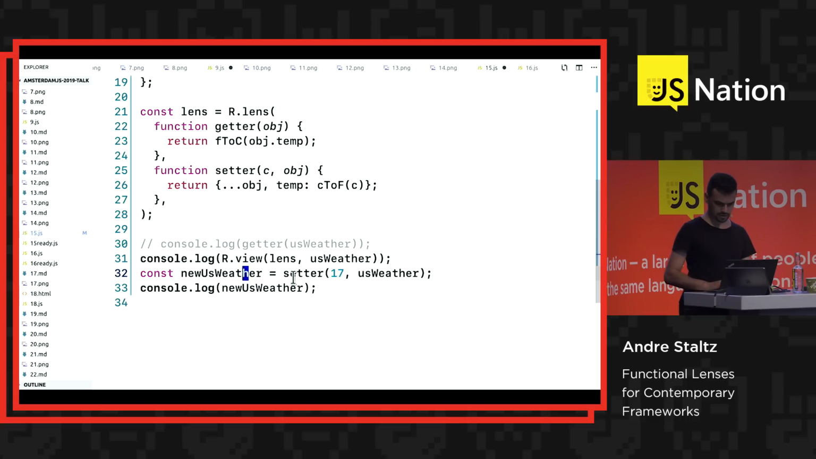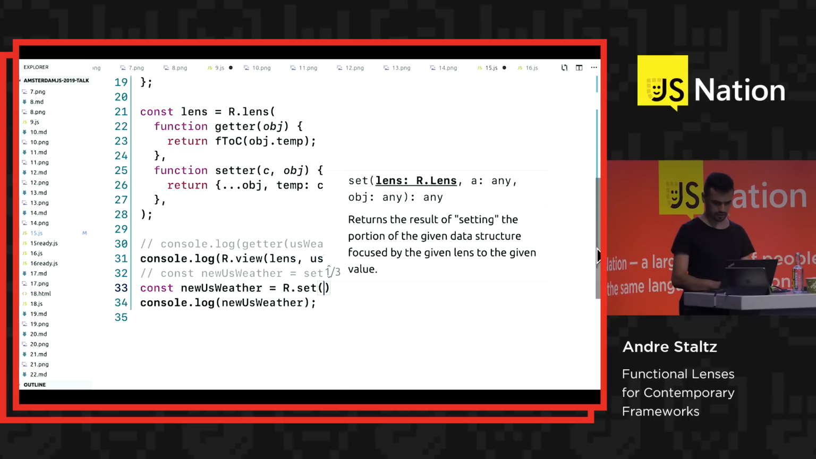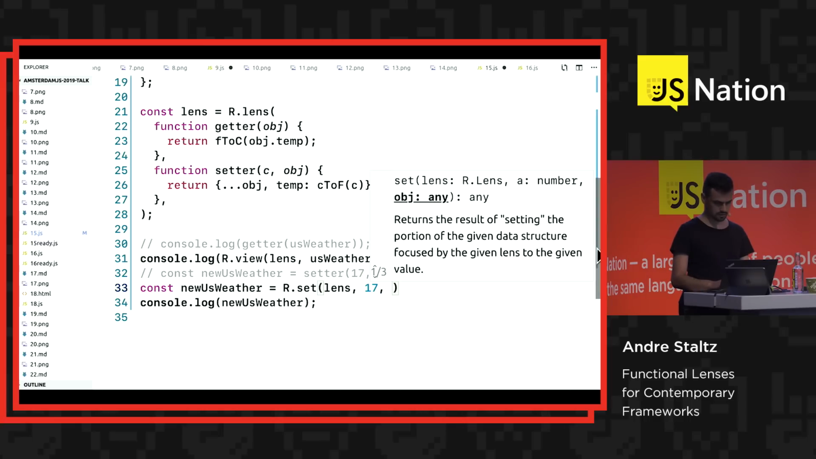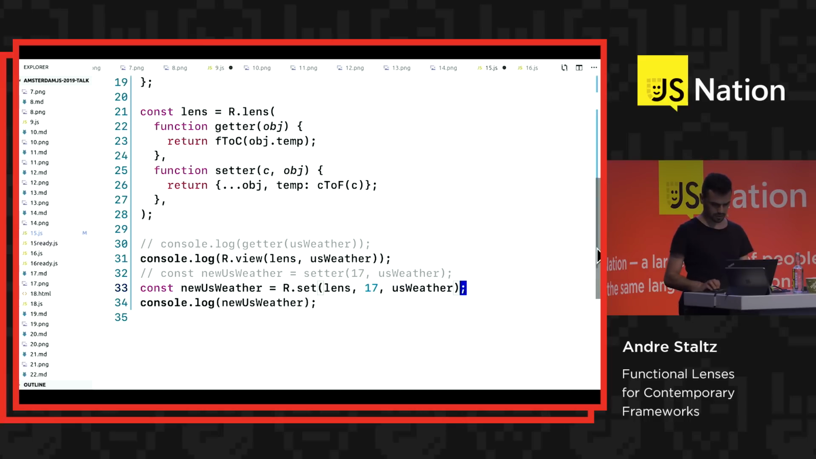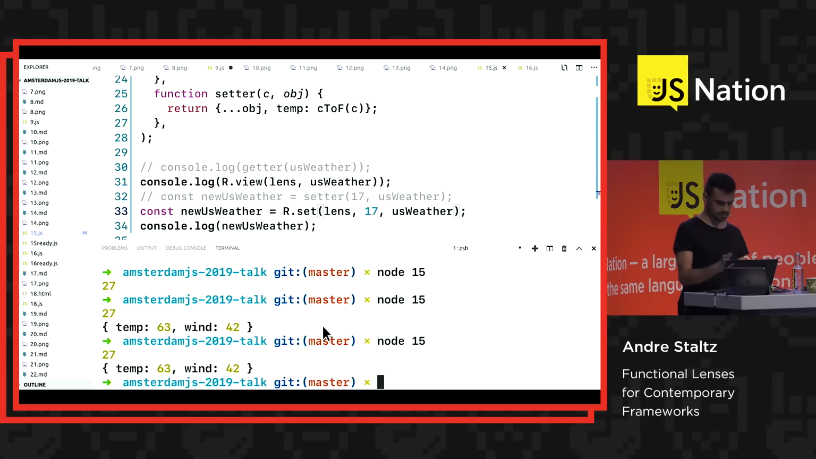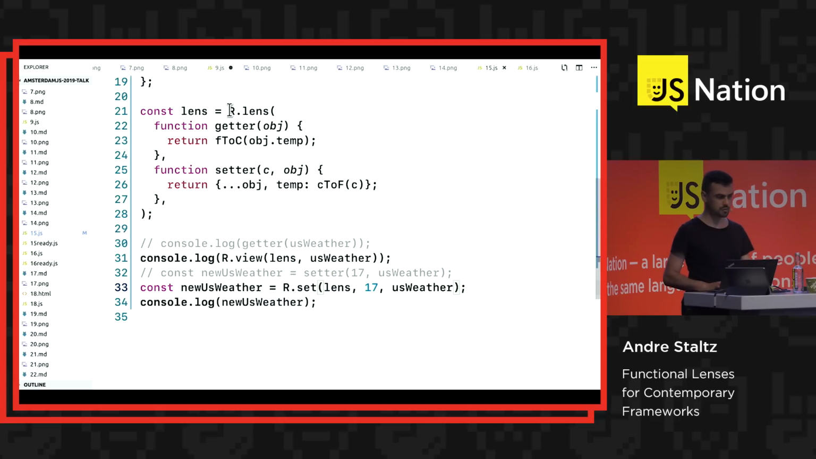And the setter here, this code would be the same thing as r.set. Here I pass the lens, the new value, and the US weather. I think that works. So these two do the same thing as before. But now Ramda gives you a few helpers. You could actually split this into two parts. So one of the things is that there's the object and then object temperature.